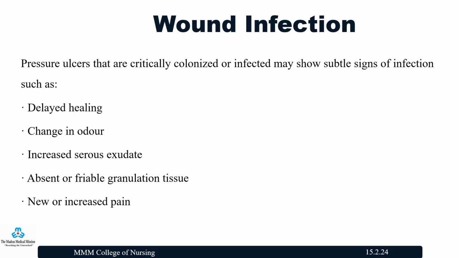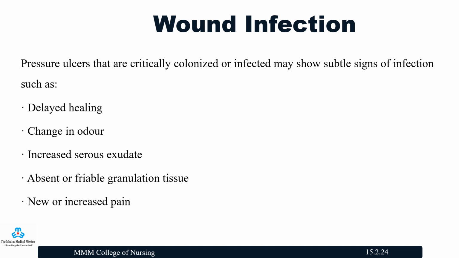So how can we identify an infected wound in a pressure injury? Pressure ulcers that are critically colonized or infected may show subtle signs of infection such as delayed healing, and there will be a change in odor of the secretions or the drainage coming out of the wound. There will be increased serous exudate, absent or friable granulation tissue, and new or increased pain. These are some of the characteristic signs which show that a pressure injury or pressure ulcer is getting infected.